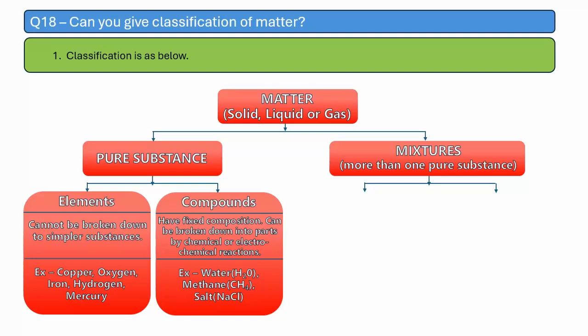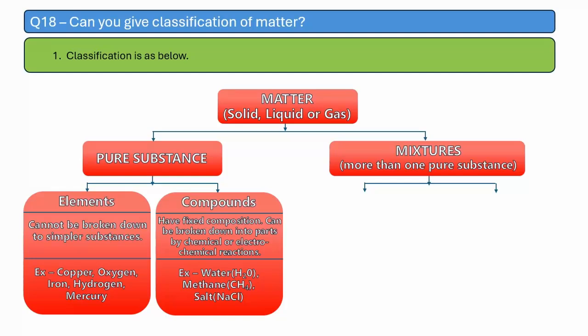And salt, which is NaCl, has one sodium atom and one chlorine atom. So water, methane, salt, all these are compounds and they are pure compounds. Each pure compound has one type of molecule. Okay, so element is equal to atom and compound is equal to molecule. Okay, please remember, element equals atom and compound equals molecule.